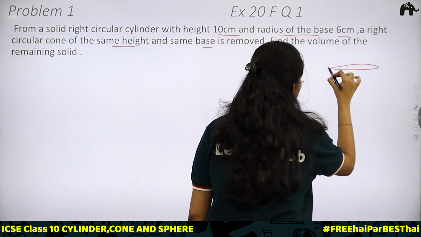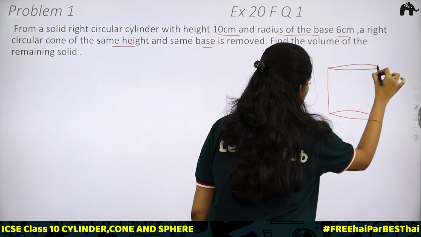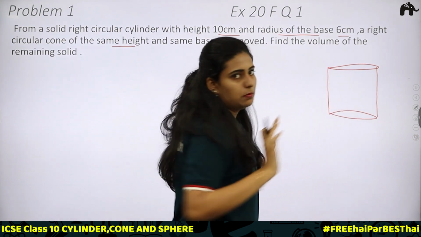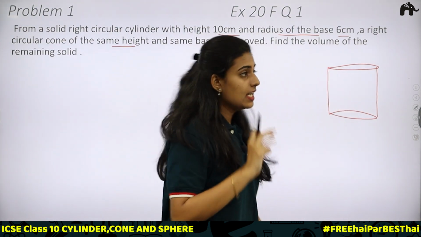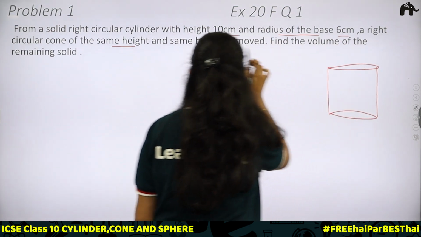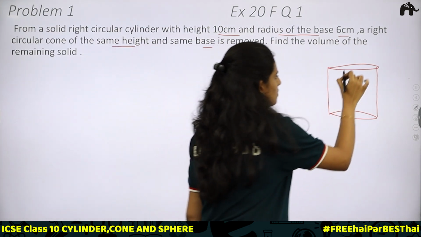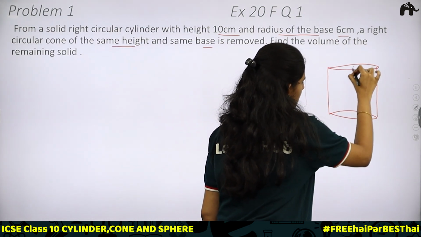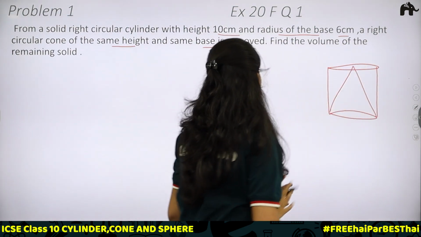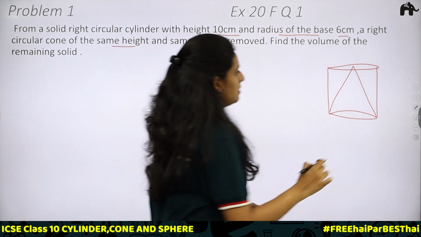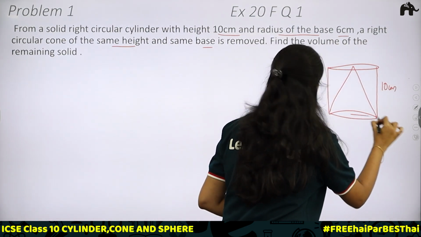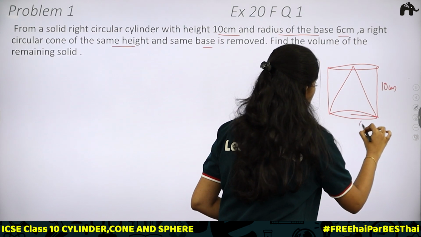We have a right circular cylinder. So this is a right circular cylinder. From this right circular cylinder, we are removing a conical portion such that the height of the cone is same as the height of cylinder. Also, the base is same. So, height will be up to here. Starting from here, this is the required cone which is removed. We have the same base and height. Given that the height is 10 centimeter and the radius of base is 6 centimeter.